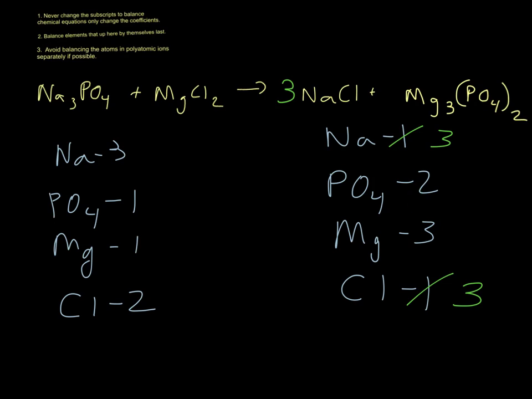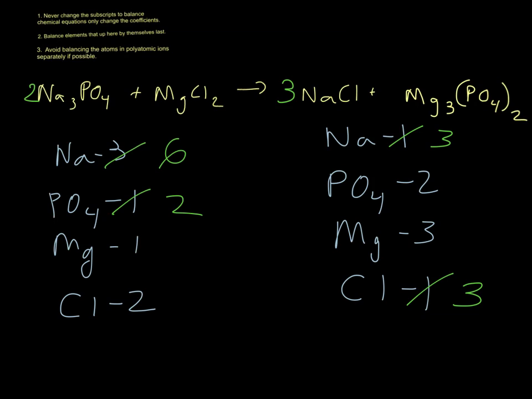What can I multiply 2 by to get 1? What can I multiply 1 by to get 2? 2. So I place a 2 out in front of there, and man, that undoes all my hard work, doesn't it? And that gives me 6 sodiums and 2 phosphates. But rather than go back and chase my tail right now, I'm going to keep pushing forward and see what happens. Maybe I get lucky.